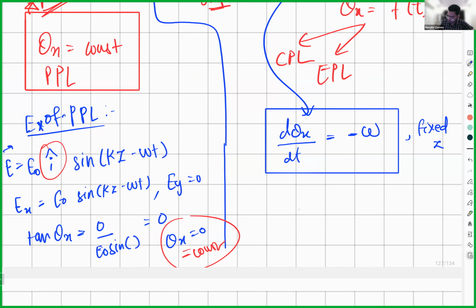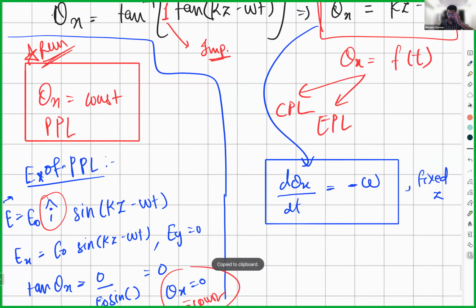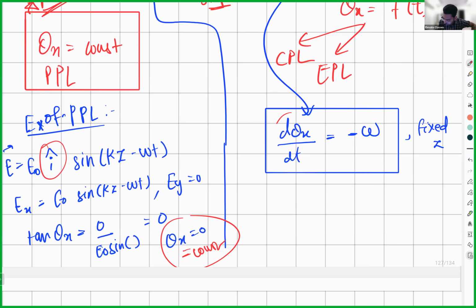So what will happen is, if this is the direction of propagation, the z direction, then the electric field vector actually rotates like this, but it is also moving in the forward direction. The tip will trace a circle, but you will not be able to catch it. Actually, it is a spiraling motion. But if I fix z, I see that I have an angular velocity.